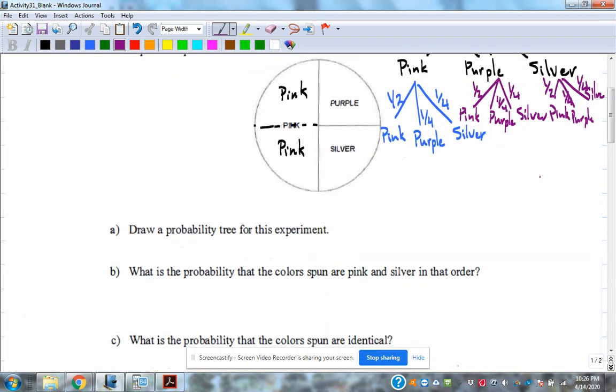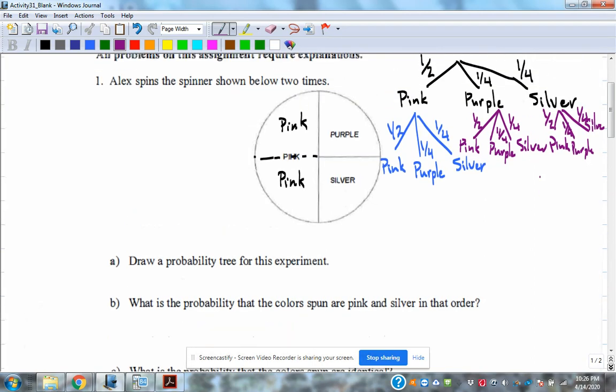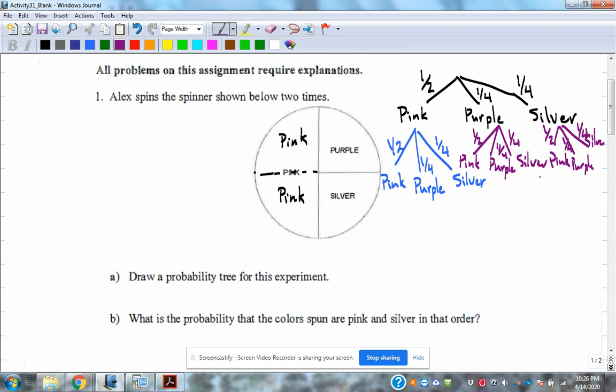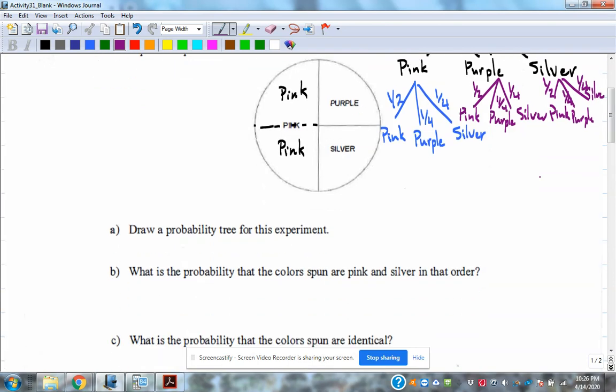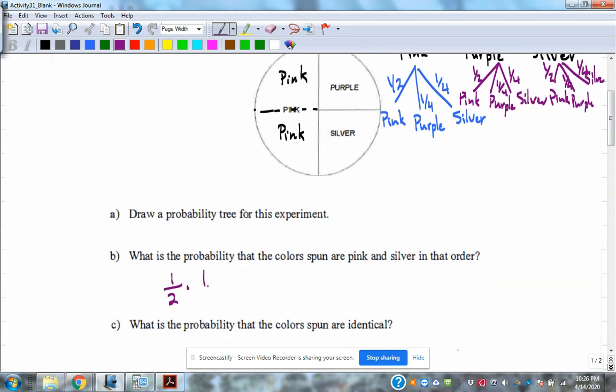Part B is where we start using that, and it can help us to find the probabilities. So using this tree to help us, and I'm also going to talk about doing it in other ways. What's the probability that the colors spun are pink and silver in that order? So your first spin has to start at pink, so we're going to go this direction. The first spin is pink, and then the second spin is silver. That's a 1/2 probability of getting pink, and then a 1/4 probability of getting the silver. So we take 1/2 times 1/4, you get 1 out of 8 probability of that happening.